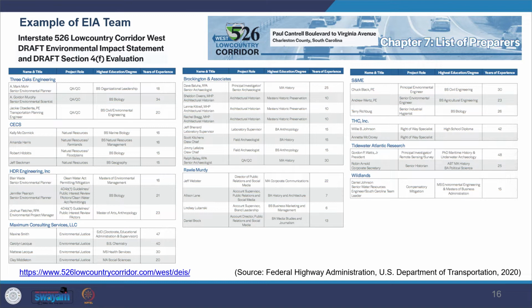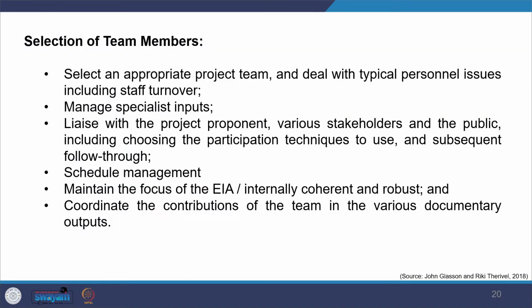You would usually finalize the team members after the scoping stage. The team would be decided once you know what kind of impact assessment has to be considered, what kind of detail has to be considered, and what has to be left out. Based on that, you decide your team members. You can have a core team and an associated team, and the team manager has a very important role to play.